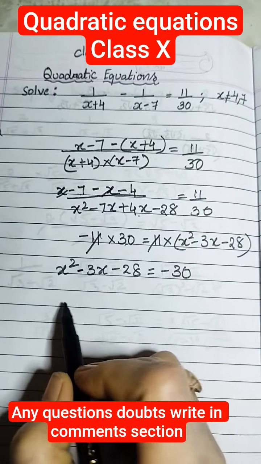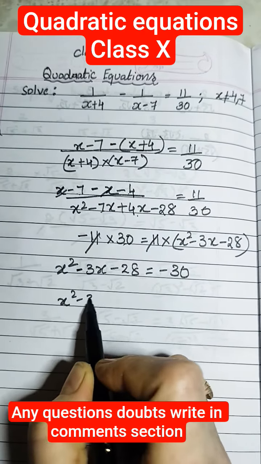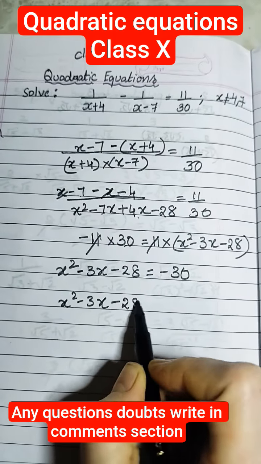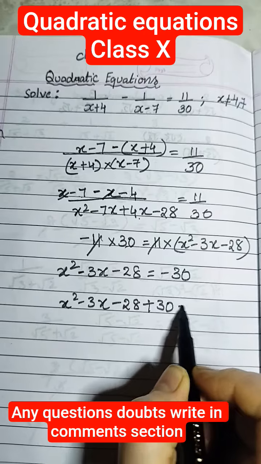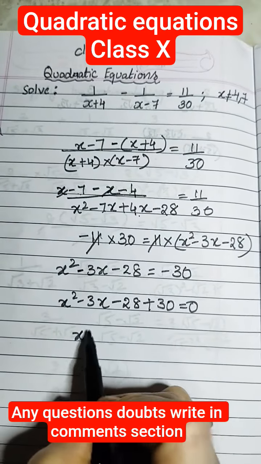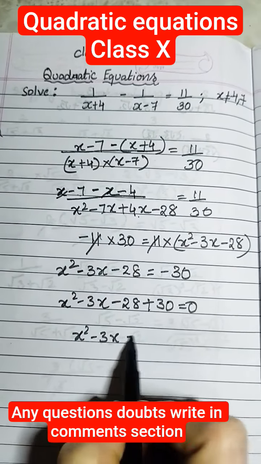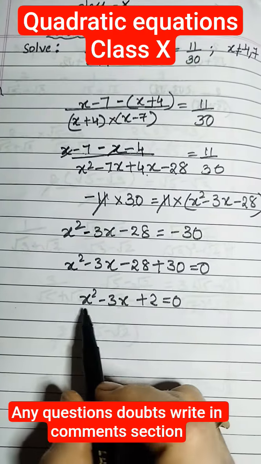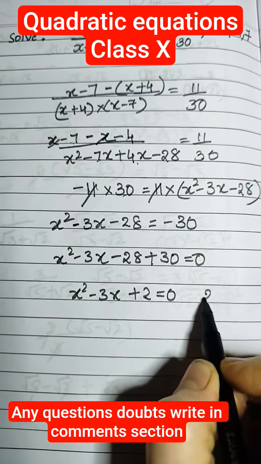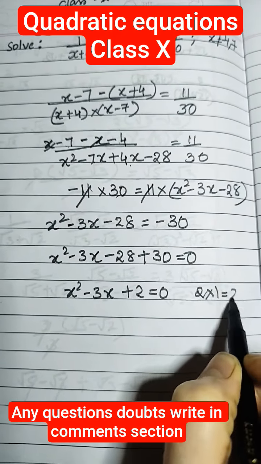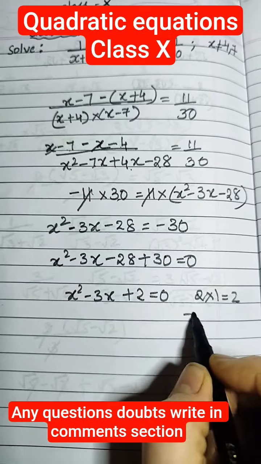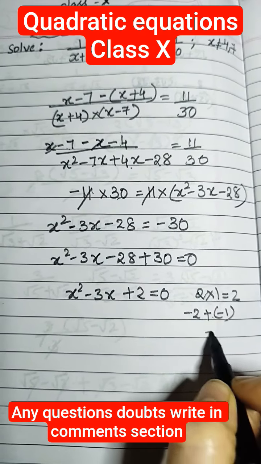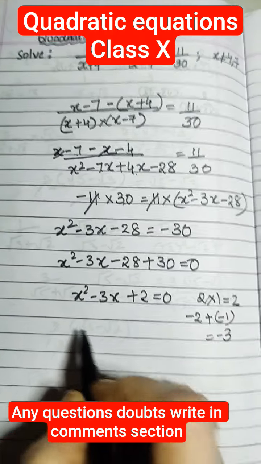Okay, we got this equation. So x square minus 3x, bring this over, so plus, minus 28 plus 30 equal to 0. So we got x square minus 3x plus 2 equal to 0. So if I find the roots, two ones are 2. The middle term we got is minus 3, so minus 2 plus minus 1, which is minus 3.